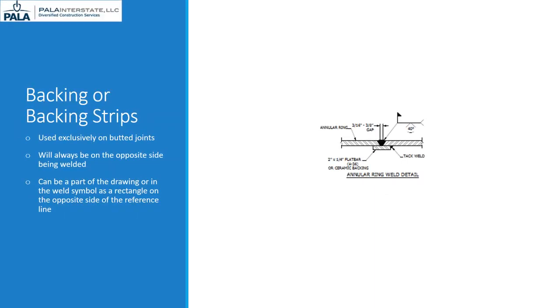Earlier, we saw an example of ceramic backing, which was a rounded convex line on the opposite side of the reference line from the V of the groove. Backing strips can either be depicted in the drawings themselves, as seen in this example of an annular ring butt weld, or be drawn on the weld symbol as a rectangle on the opposite side of the groove. Backing and backing strips are exclusively used when butting two pieces of metal together and will be represented on the opposite side of the welded joint.